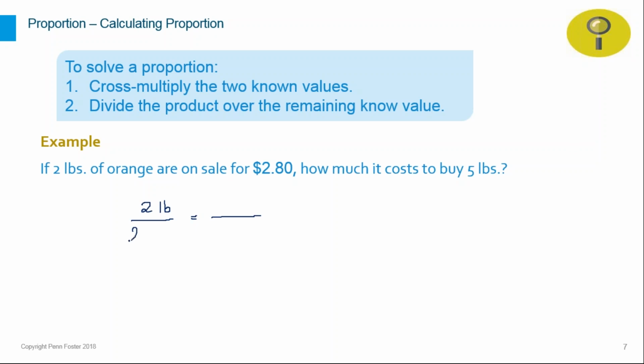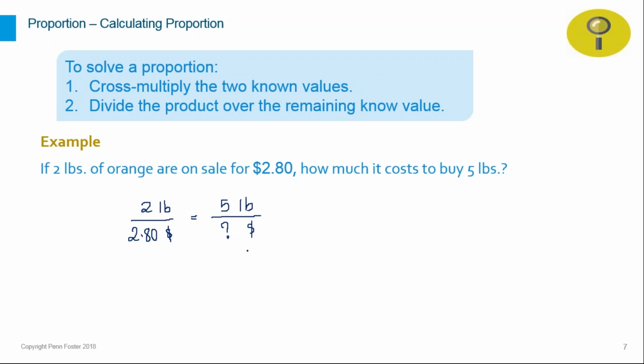They cost $2.80, and that is the dollar unit. Then what would be the cost for 5 pounds of orange? And that would be the cost that we do not know. We're trying to figure out the cost in dollars.